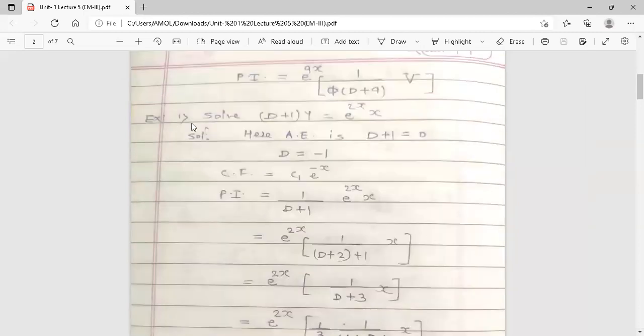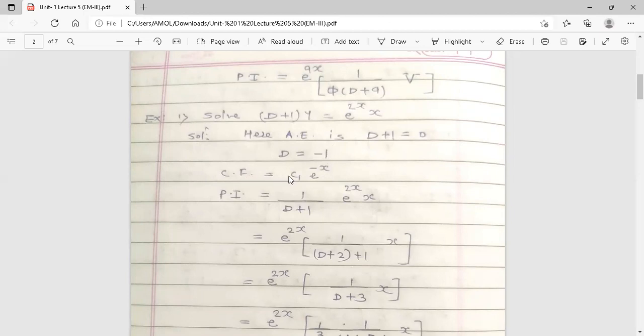The example is: solve D plus 1 into y is equal to e raised to 2x into x. Here it is the reduced form of the linear differential equation, phi of D into y is equal to f of x. Now phi of D is equal to D plus 1; equate it to 0. So the auxiliary equation is D plus 1 equal to 0, which means D is equal to minus 1. So your complementary function is c1 e raised to minus x, because there is only one root and it is minus 1, a real number.